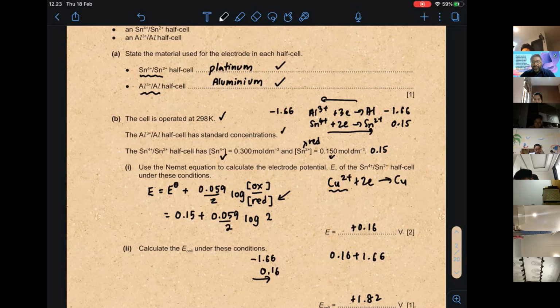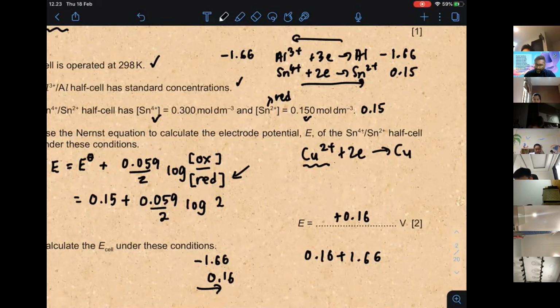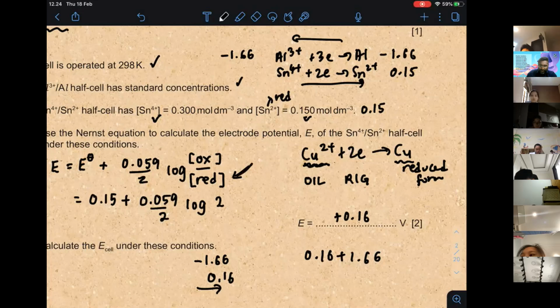Now, it is very important to find out which one is the oxidized form and which one is the reduced form. So here, when you look at plus electron, anything that has plus electron, remember OIL RIG: reduction is gaining of electron. So this is going to be reduced. Copper is going to be the reduced form. Please remember, Cu2+ is being reduced and copper is the reduced form. That's why copper is not included in the Nernst equation, because copper is a metal. There's no point looking for the concentration of copper. So that's why we just say log of the oxidized form.